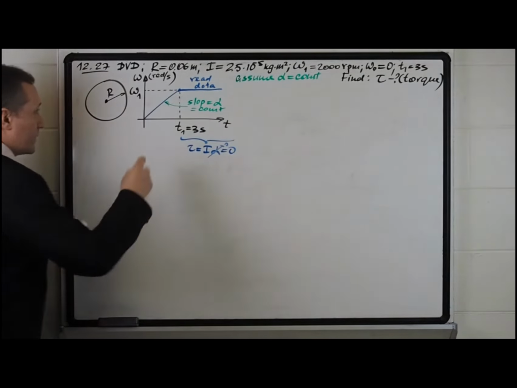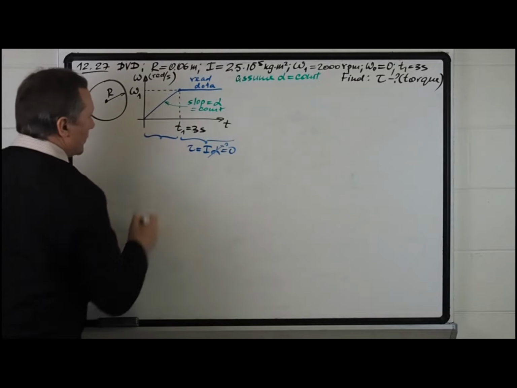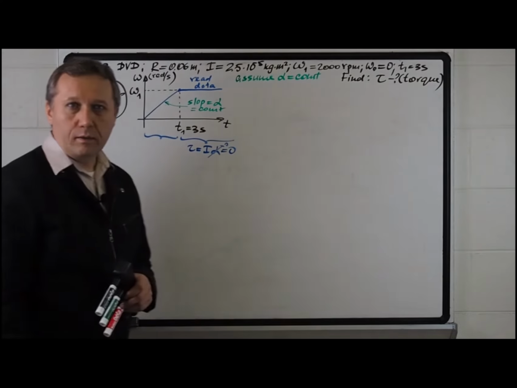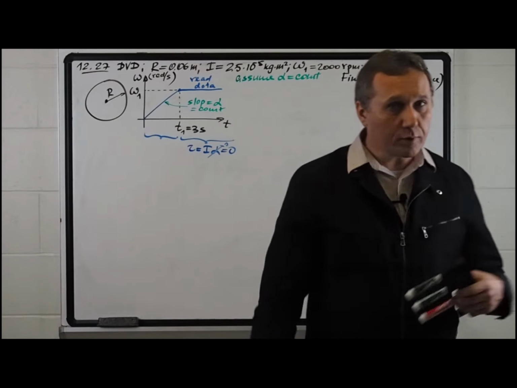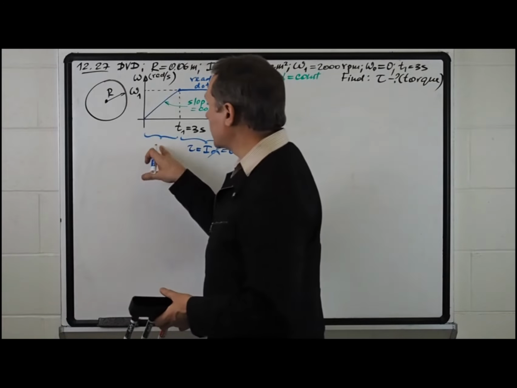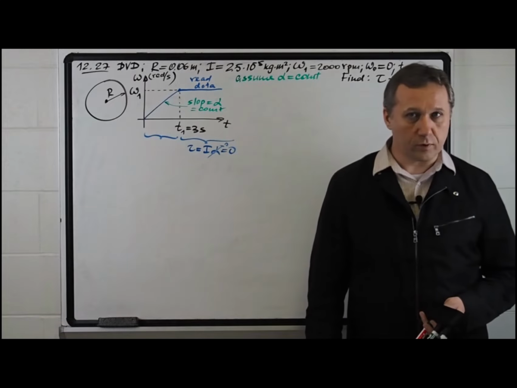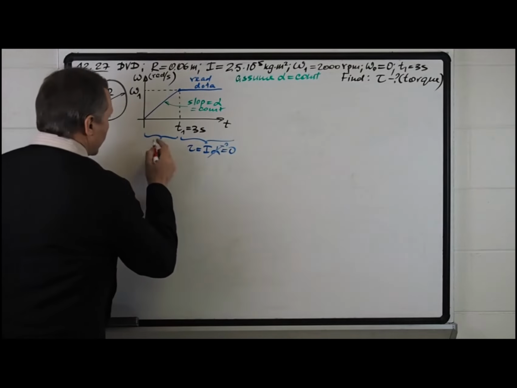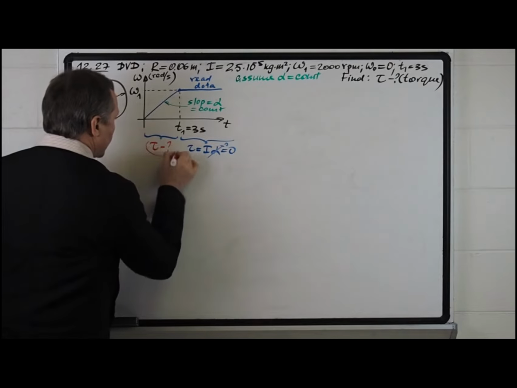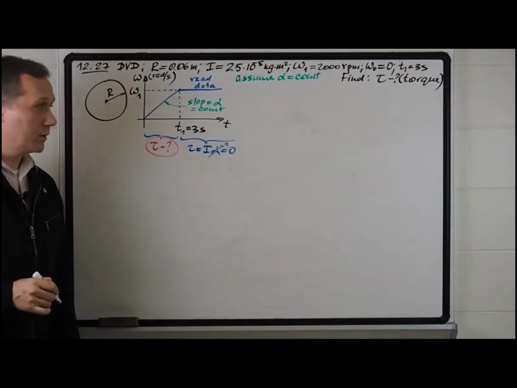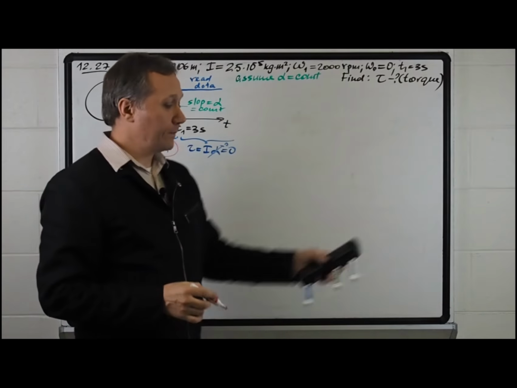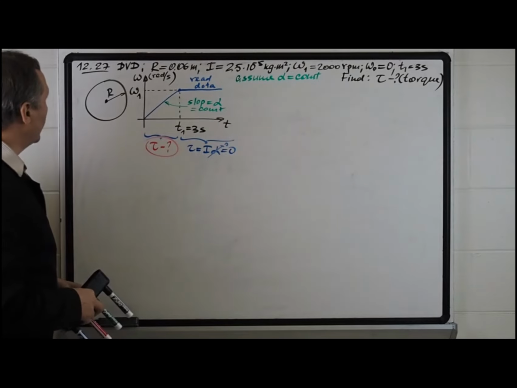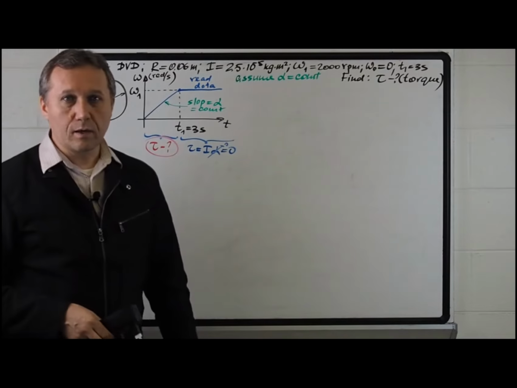Here, over this stretch of time from t equals 0 to t1 equals 3 seconds, since we have non-zero angular acceleration, it means that torque is also not 0. So that's the torque which we need to find. Let me put it here. That's the torque. Okay, so now after this, I think we're ready to start discussing the solution.